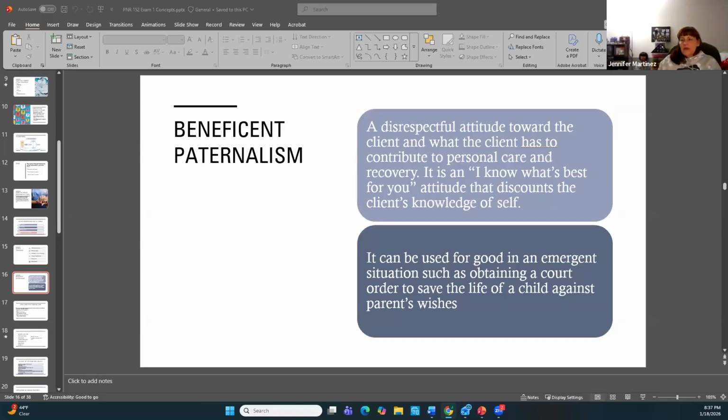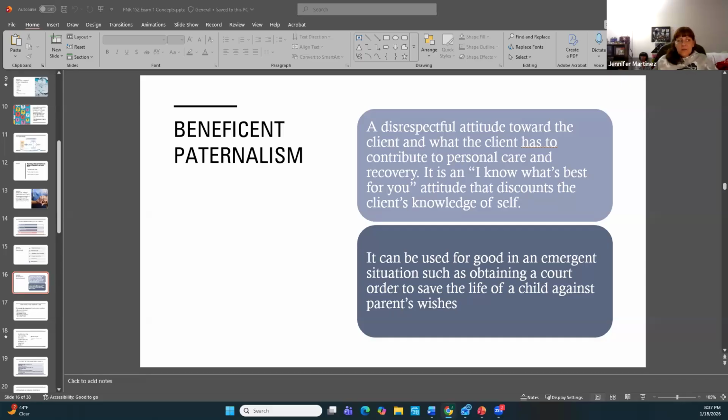Beneficent paternalism. Beneficent paternalism is a disrespectful attitude toward a client and what the client has to contribute to personal care and recovery. It's an "I know what's best for you" attitude that discounts the client's knowledge of self. All right. So an example would be developing your plan of care without having any client input. All right. That would be beneficent paternalism. We don't do this. Okay.